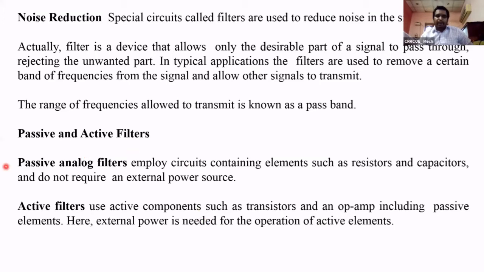A passive analog filter consists of passive elements like resistor, capacitor, and inductor. Active filters consist of passive elements and also some active elements like transistors and operational amplifiers. Here in passive filters we have filtering only. In active filters we have filtering plus gain. Amplification is also possible with active filters.